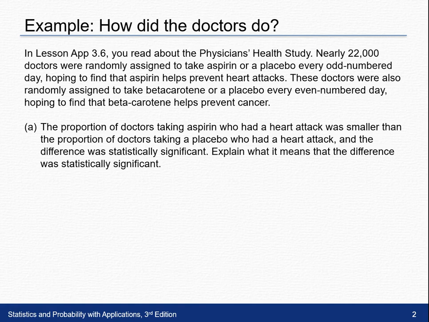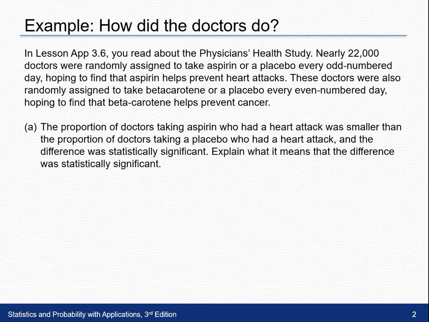Earlier, we read about the Physician's Health Study, where nearly 22,000 doctors were randomly assigned to take aspirin or a placebo every odd-numbered day, hoping to find that aspirin helps prevent heart attacks. These doctors were also randomly assigned to take beta-carotene or a placebo every even-numbered day, hoping to find that beta-carotene helps prevent cancer.